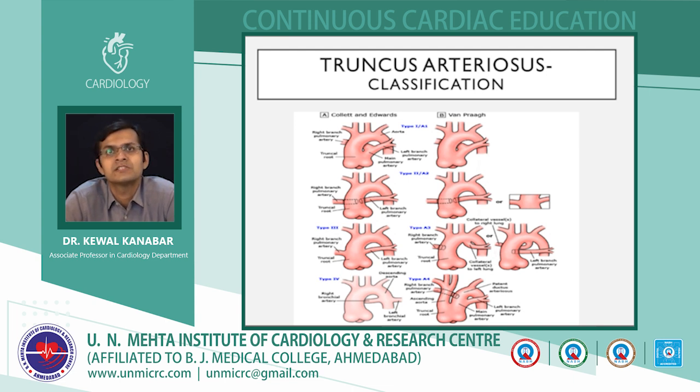Type 2 is when the right and left pulmonary arteries arise separately and posteriorly from the aorta. Type 3 is when the right and left pulmonary arteries arise from the aorta, but from the lateral aspects of the aorta. Right. Type 4 is something some people no longer consider a part of truncus arteriosus, and here it's basically a type of VSD with pulmonary atresia.